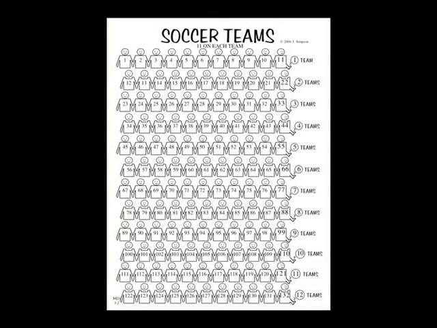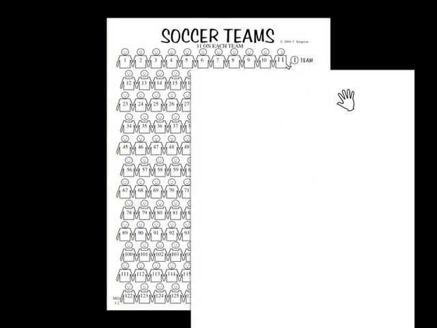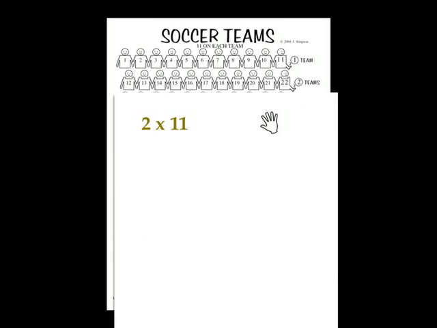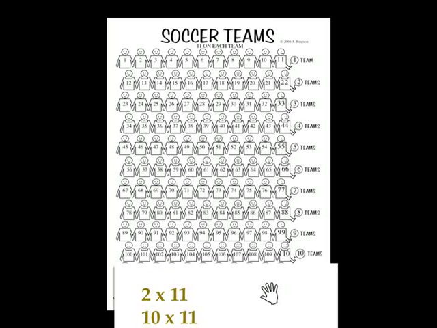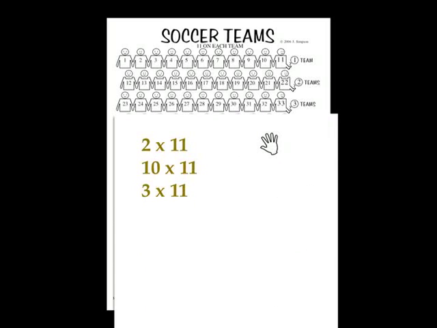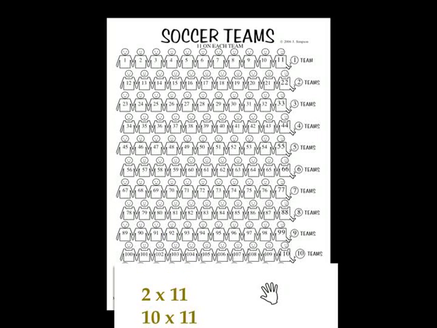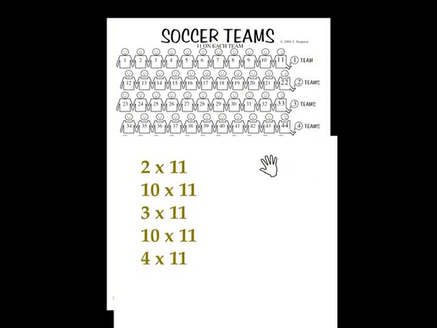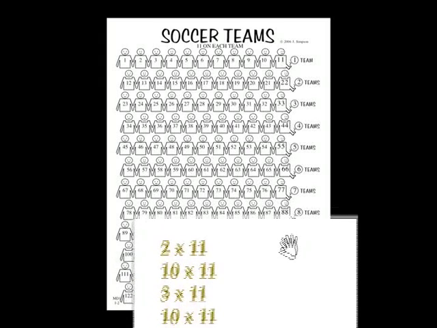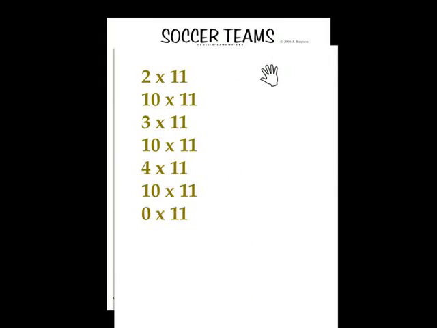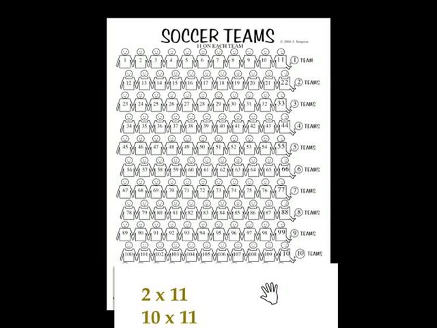Now it's time to explore the groups out of order. Tell the students, now it's time for fast hands. As fast as you can, move your paper to show 2 teams. Tell how many players you see. Quickly show 10 teams. How many players altogether? 3 teams. How many players? 10 teams. How many? 4 teams. How many players? 10 teams. How many players? How about 0 teams? How many players? 10 teams. How many players altogether? 5 teams.